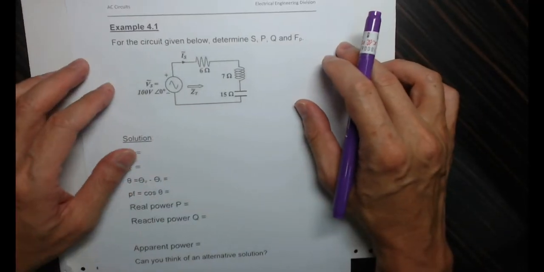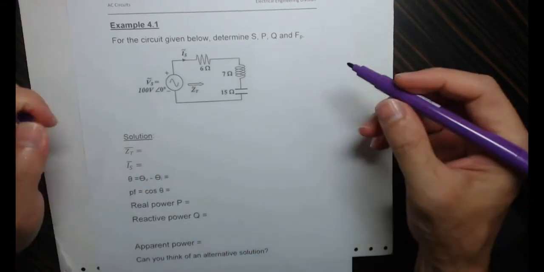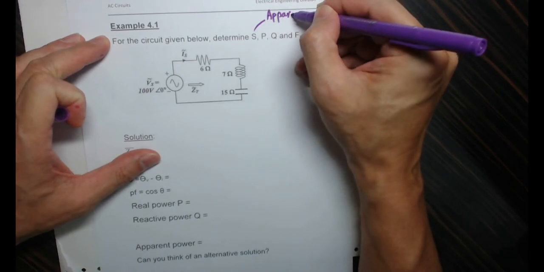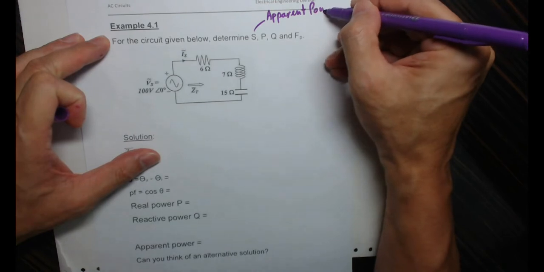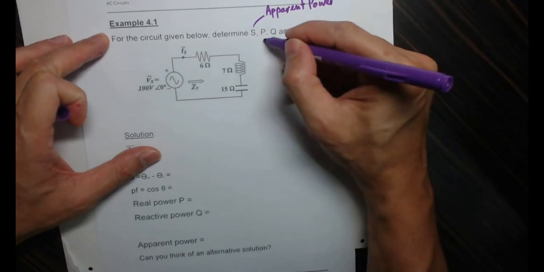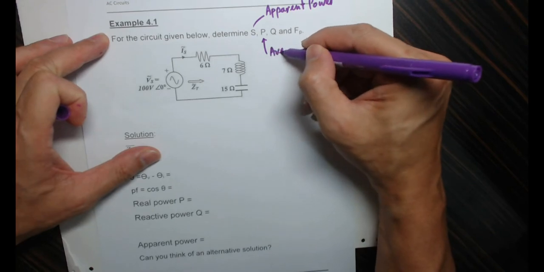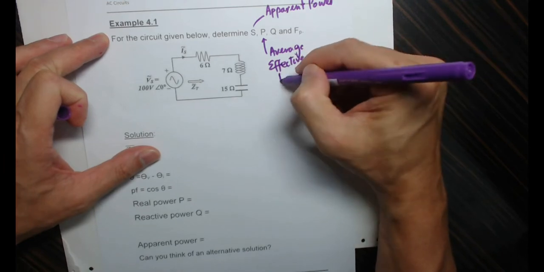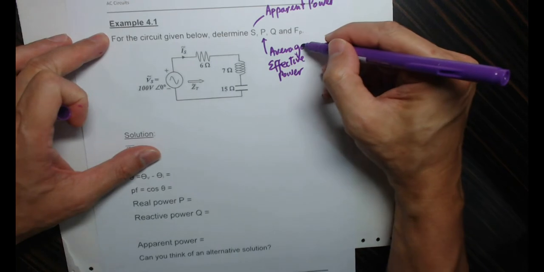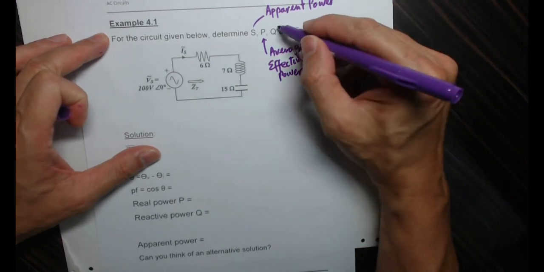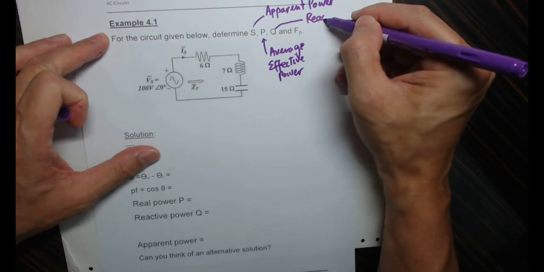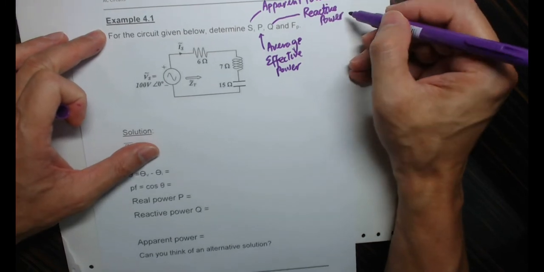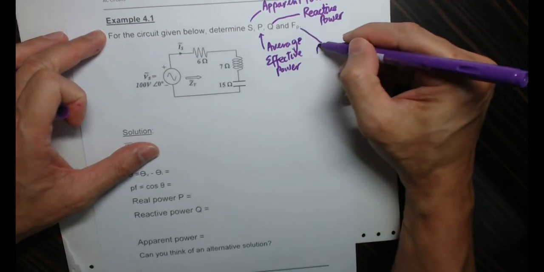Okay, let's look at this. How do we answer this? Now, the first thing we must remember, S is for apparent power, which means the maximum power that we could extract from a system, where P is the average or effective power. That's the portion of the power that we actually get converted to another form. And we have the reactive power, which is retained in the inductors and the capacitors. And finally, we want to calculate the power factor.